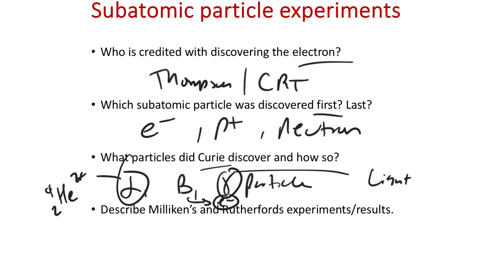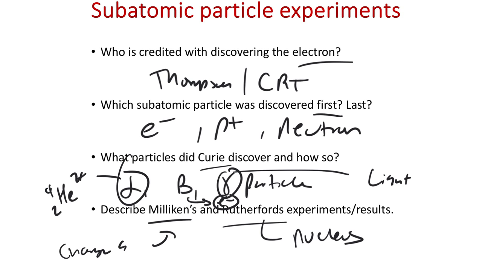So Rutherford's alpha particle scattering showed the discovery of the nucleus, and Millikan, through the oil drop experiment, determined the charge and mass of the electron.